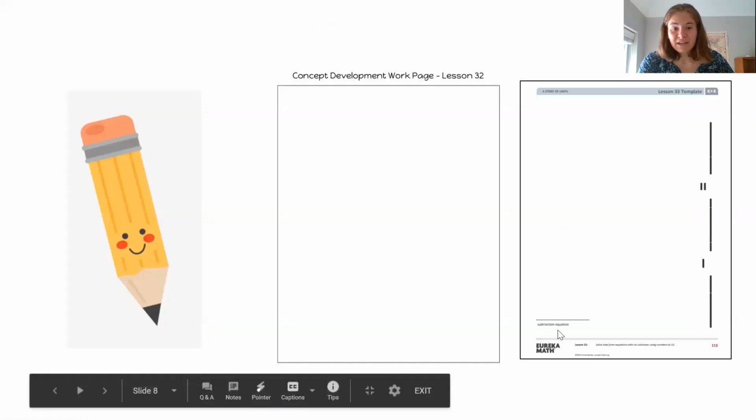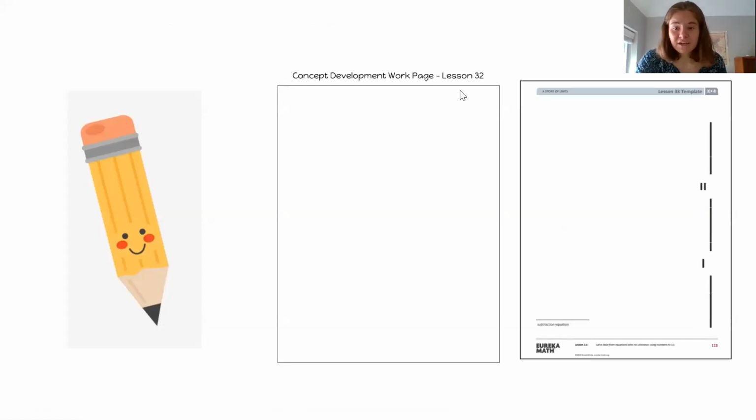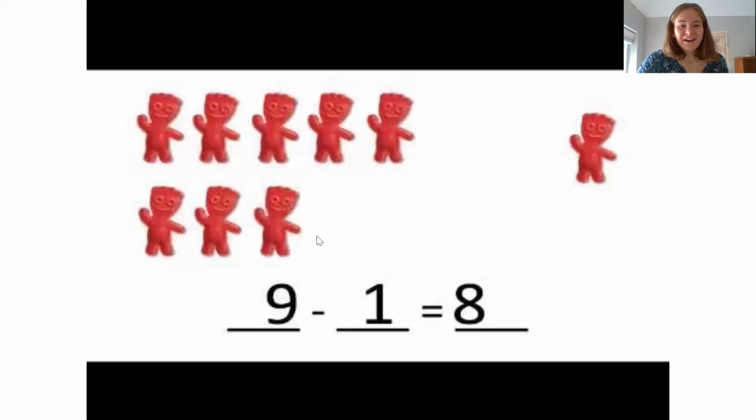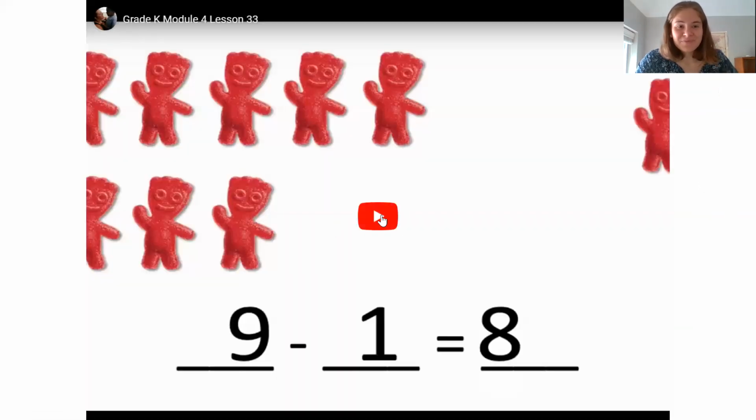Okay, so we're getting ready to start our learning, and you want to find this page in your math workbook. It says lesson 33 template, and there's just a blank number sentence right here. You're going to use this with the video with your pencil, so keep that in front of you, and also your work page that you can write notes and draw your pictures as the video goes along. All right, so I will set this up for you. You got it.